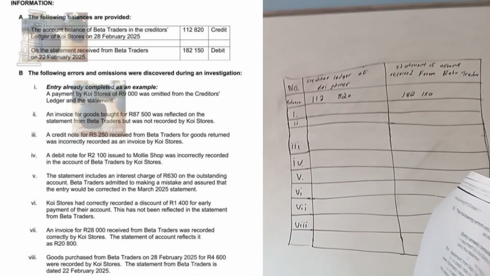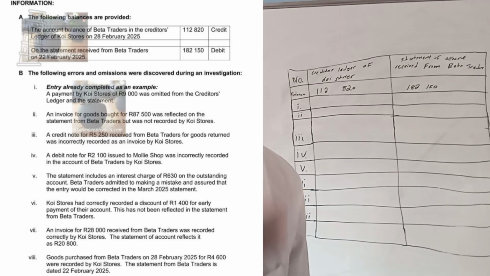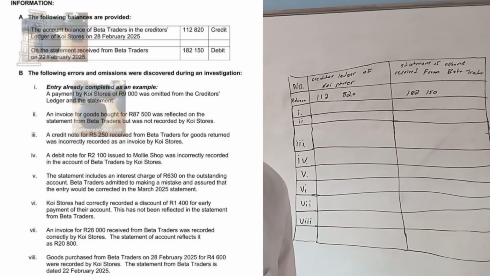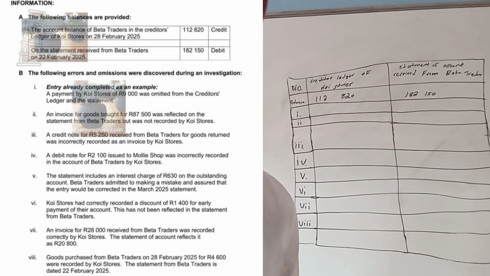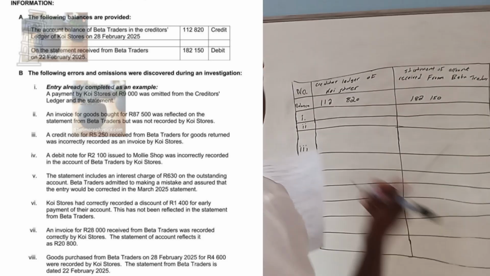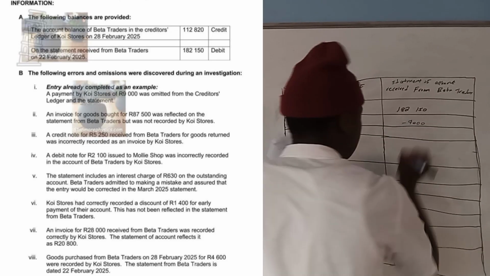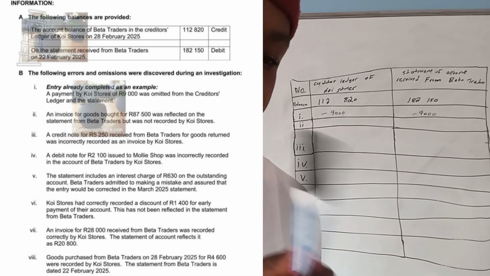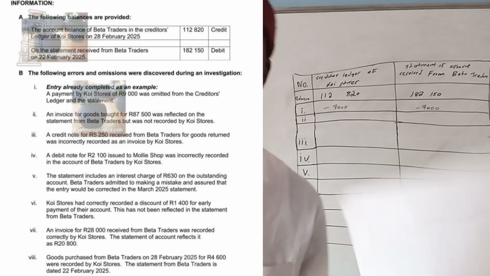Roman numeral 1, they say a payment by Koi Stores of 9,000 was omitted from the creditors ledger and the statement. So they are saying that Koi Stores, us, we paid 9,000, but it was taken out from the creditors ledger and the statement. So we must minus it both from the creditors ledger and the statement. So we'll minus it here. The reason we're minusing it is because the payment was omitted from the creditors ledger and the statement. It means it was taken out from them.